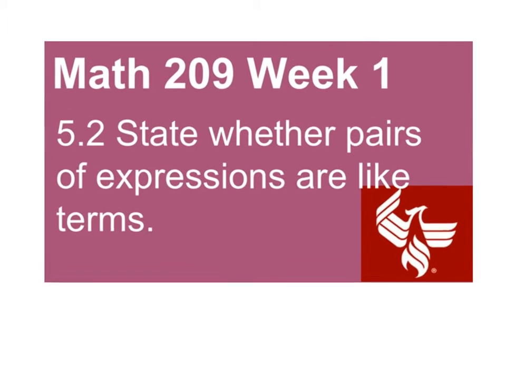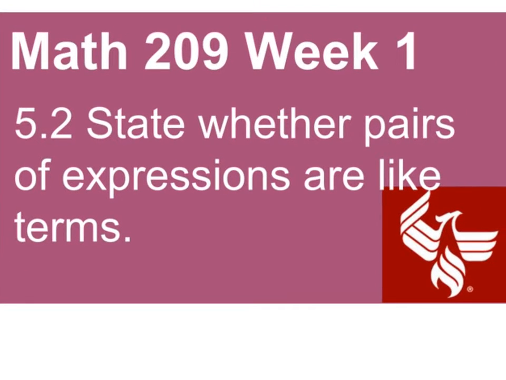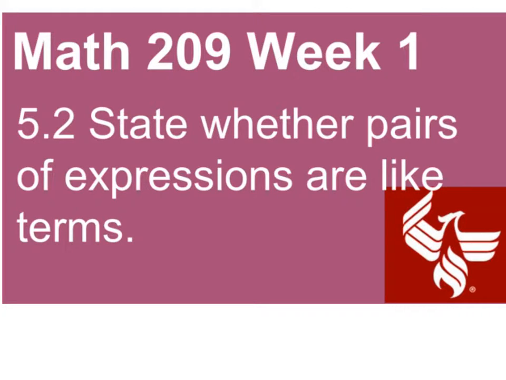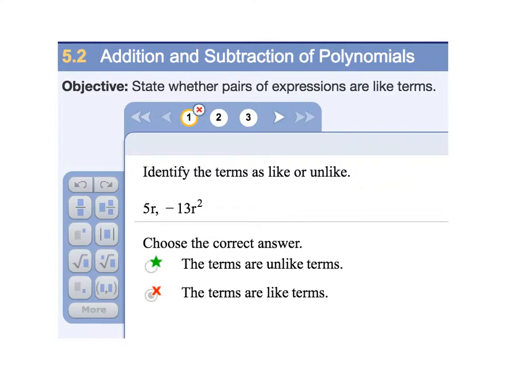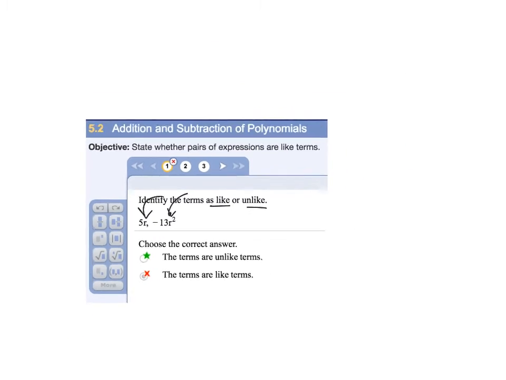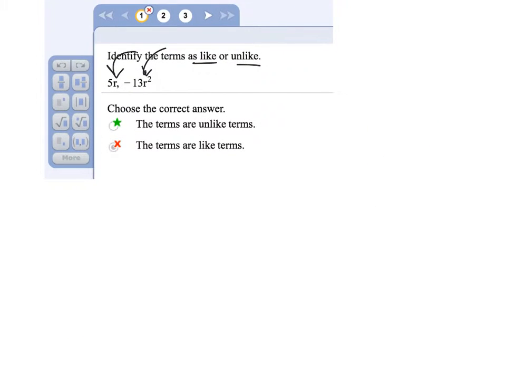All right, this is Math 209, Week 1, Section 5.2, talking about like terms. So the idea is we're supposed to identify whether these two are like or unlike. Now, like or unlike terms means we're going to be looking at the variables. And you'll notice that in this case we have the same variable. We have 5r and we have negative 13r squared.